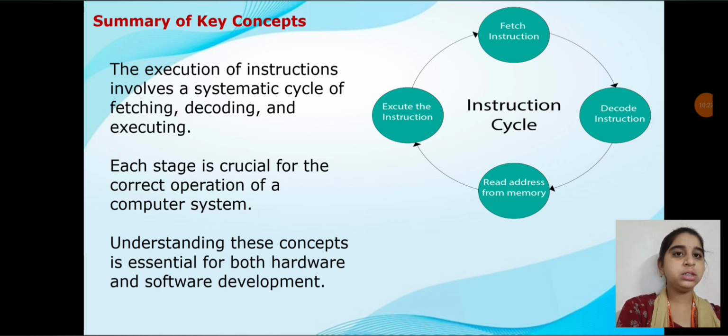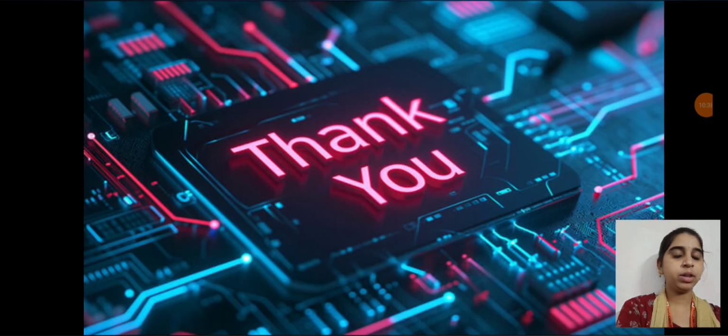So understanding the concept of executing the instruction is essential for both hardware and software development. This is all about the execution of the instruction.